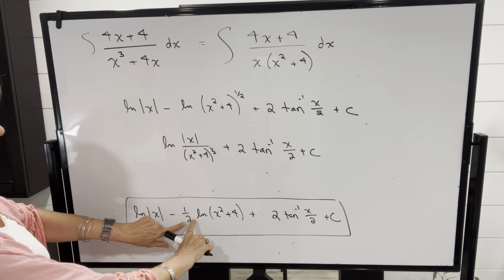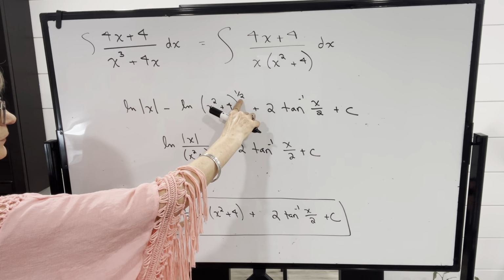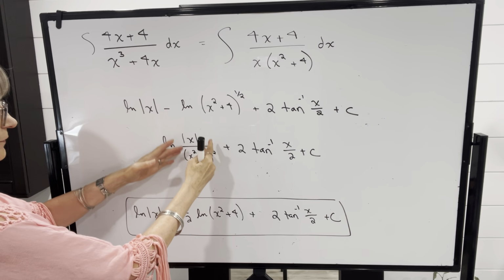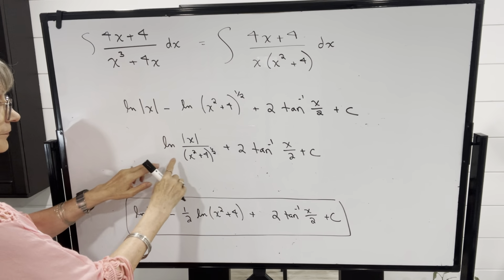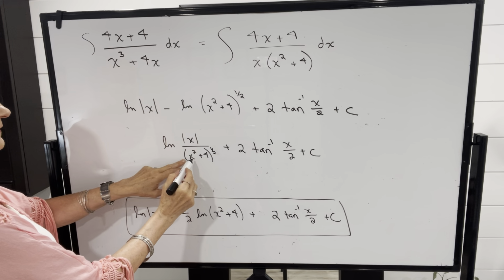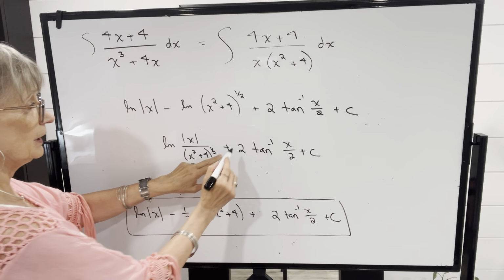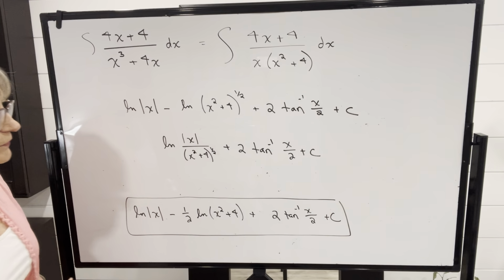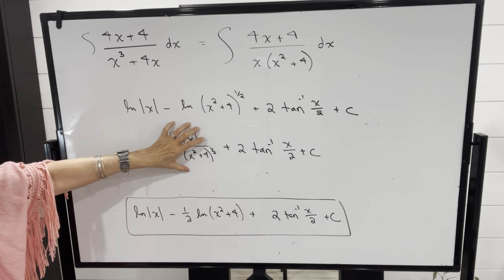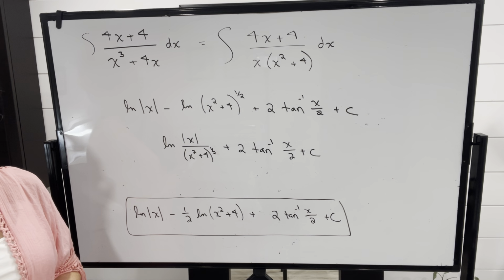So first of all, I can deal with this coefficient using my third property of logs, move it into the exponent position. Then I can combine these two terms through division, combining into one log term. So my final answer would be natural log of the absolute value of x divided by the square root, or x squared plus 4 to the 1/2, plus 2 times inverse tan of x over 2 plus c. So you probably would see the final answer written like that. This is also correct. It depends on whatever is preferred.